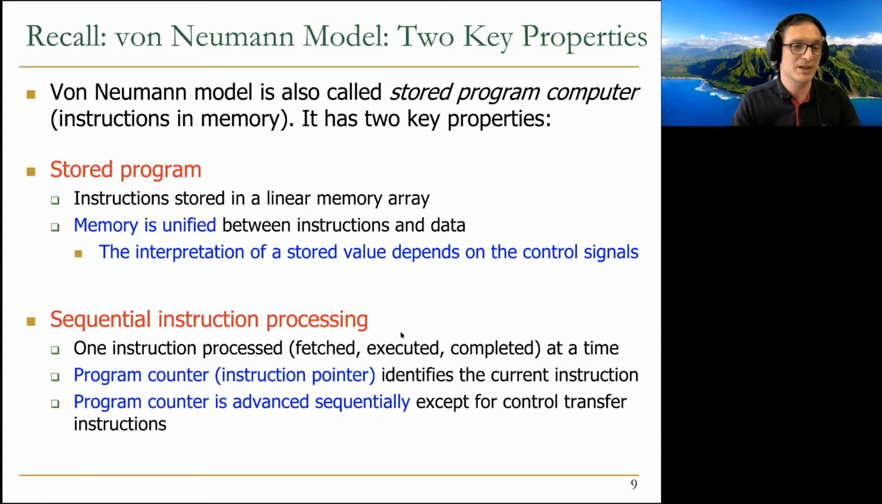The 2 key properties are the stored program computer, where instructions are stored in memory together with data, and sequential instruction processing. Essentially, instructions are processed in sequential order. This helps the programmer to write programs and expect a sequential execution from the machine.